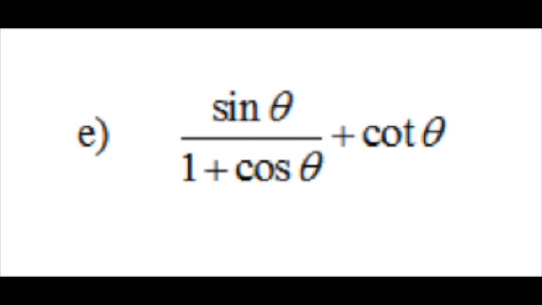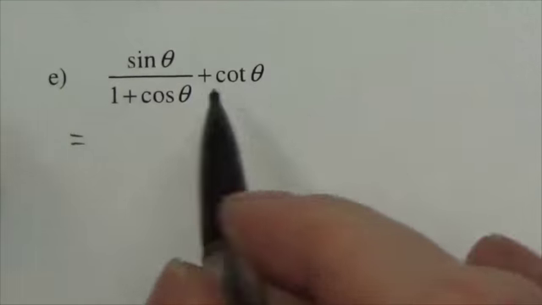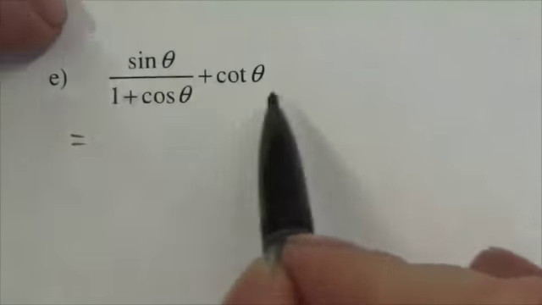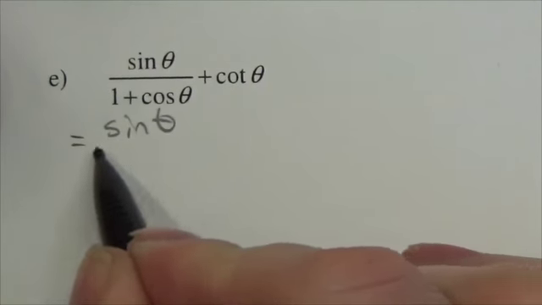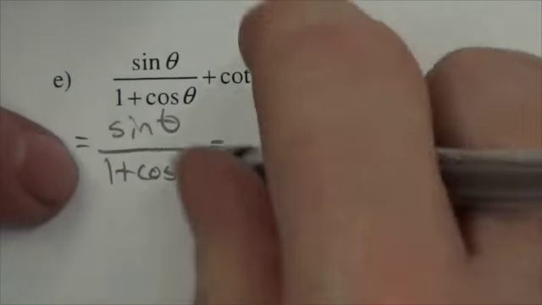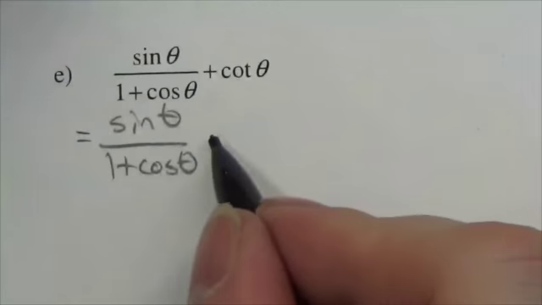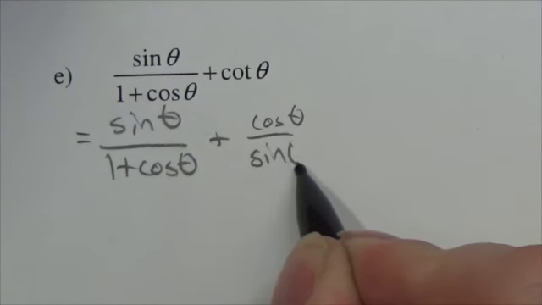The sine of theta divided by 1 plus the cosine of theta, plus the cotangent of theta. All right, this is a great little question. Notice that there's no Pythagorean identity here, but there is some obvious algebra that I could do because I've got two separate terms. I'd kind of like this to be one term. So this is the sine of theta over 1 plus the cosine of theta, plus cotangent. And cotangent is going to be cosine of theta over the sine of theta.